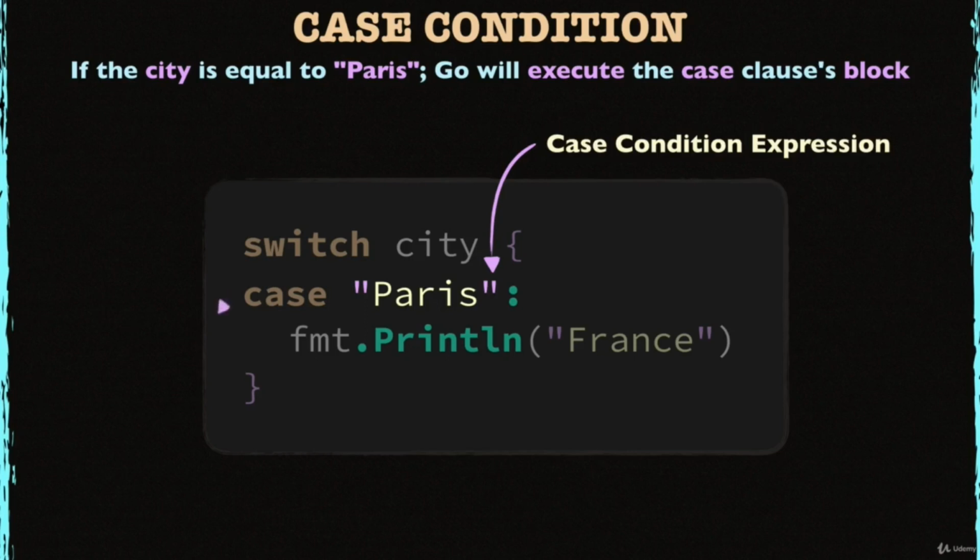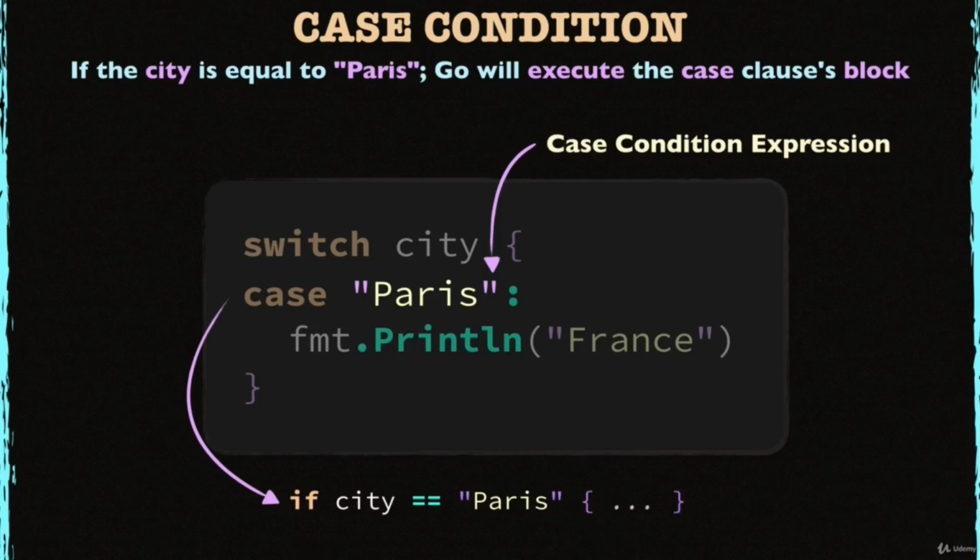It's like typing it in an if statement like this. So a switch statement compares the given value to all of its case clauses in terms of equality. Here it will execute this case clause because the city variable and the case clause's condition equal Paris.